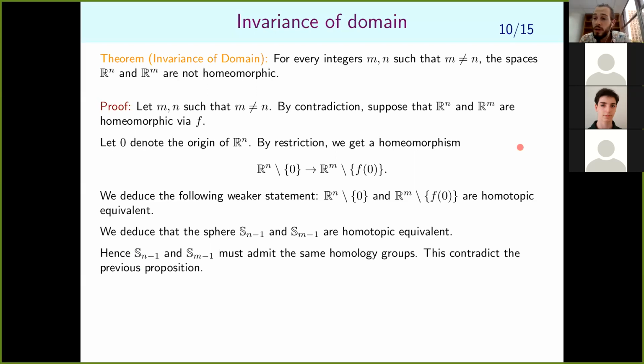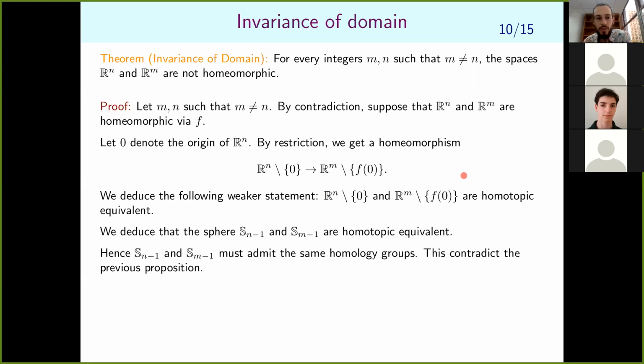We can prove that. This is very nice. So we will do it by contradiction. You have to do it by contradiction. Suppose that they are homeomorphic and call the homeomorphism F. F is a homeomorphism between Rn and Rm. As you've seen many times, a good strategy here is to remove a point of Rn. I remove the origin of Rn, and by restriction, F becomes a homeomorphism between Rn without the origin and Rm without the image of the origin.